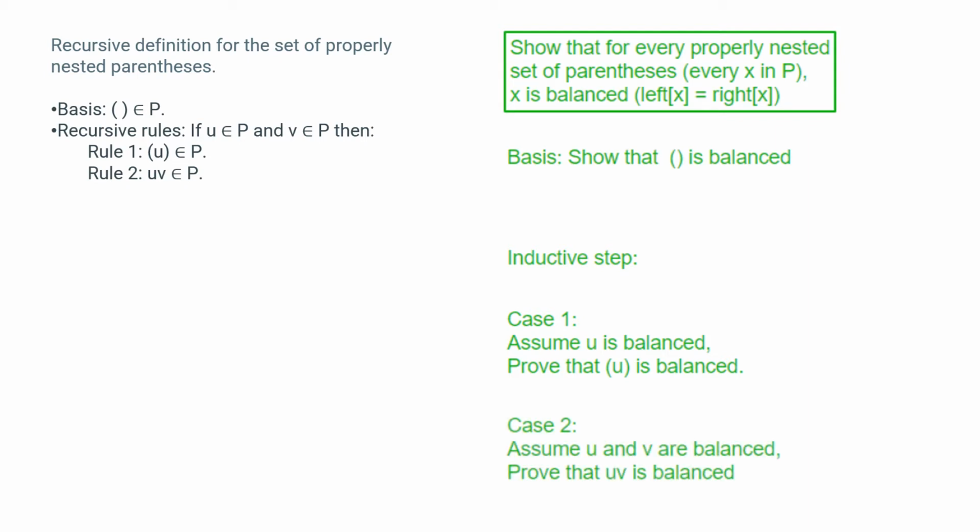And then for case 2, we would be working with Rule 2. And we'll say, okay, again, we're told that U and V are in P, so we know they're properly nested, but we're also going to assume that this property we're trying to prove is true, which is that both of them are balanced. So we'll assume that both of those are balanced, and then prove whatever we come up with by using Rule 2, which would just be U and V next to each other. We would need to prove that is also balanced. Okay, so that's kind of how we go about this.